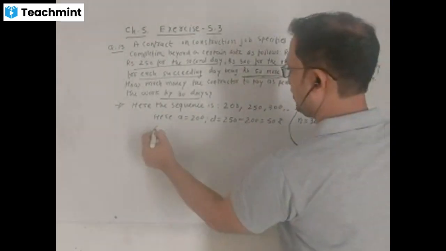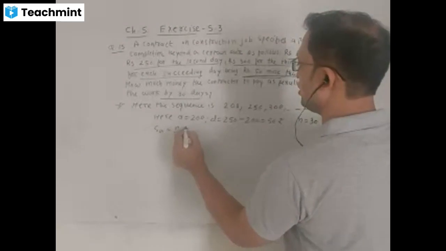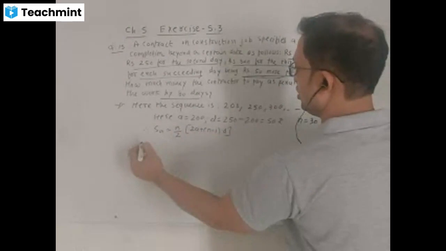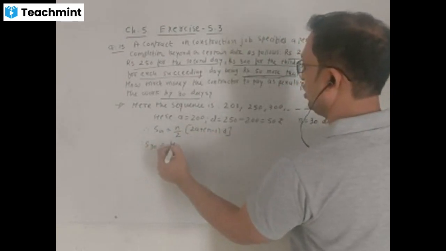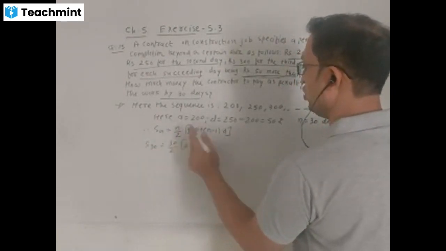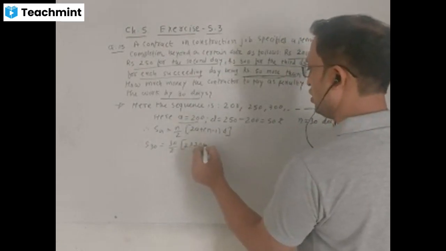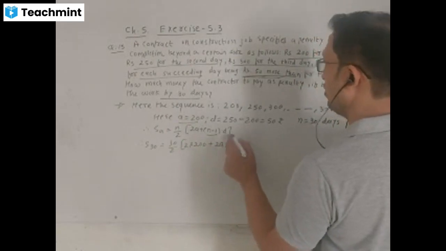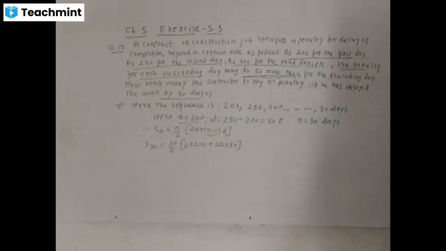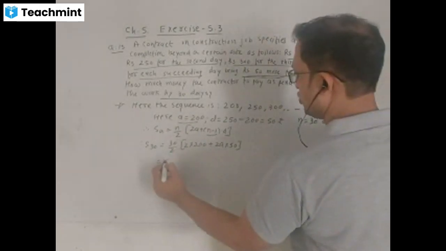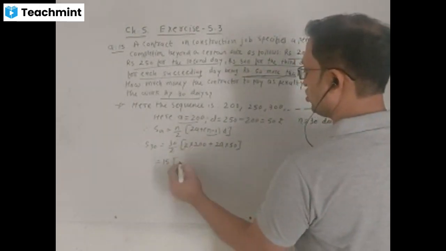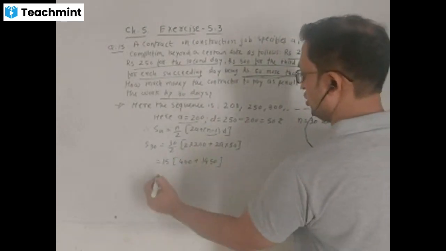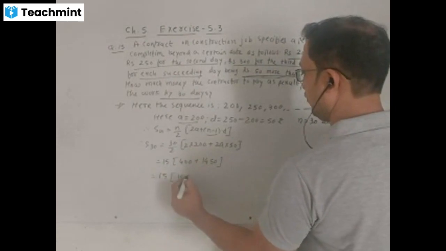Okay, substitute the values in the Sn formula. Sn is equal to N by 2 into 2A plus N minus 1 into D. Therefore, N is equal to 30. 30 by 2 into 2A, A is equal to 200, plus 30 minus 1, that is 29, and D is equal to 50. ₹50 more for each preceding day. 30 by 2 is 15. 200 2s are 400 plus 29 into 50, that is 1450, and 15 into 1850.